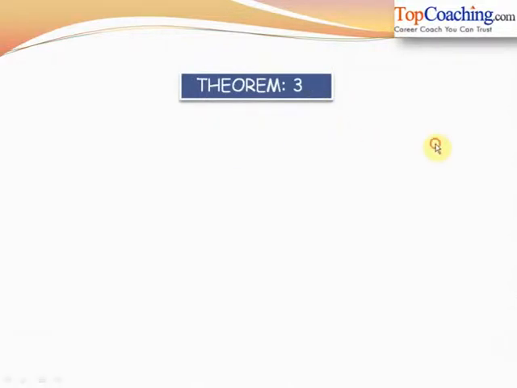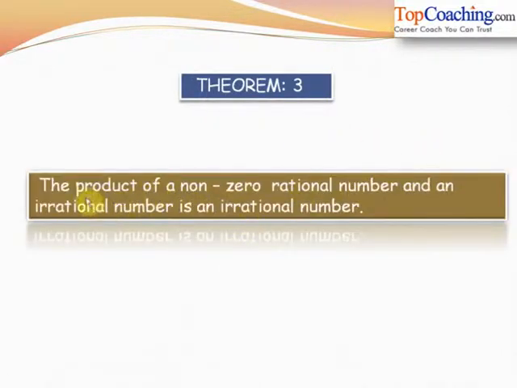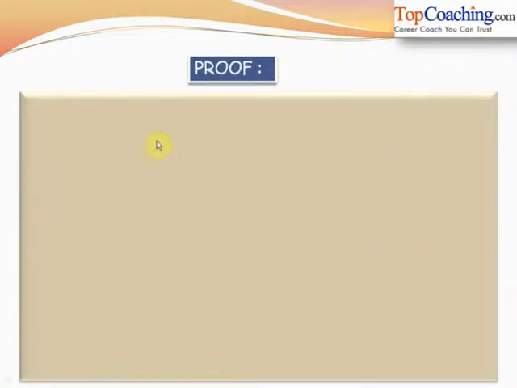See the third theorem. It says that the product of a non-zero rational number and an irrational number is an irrational number. Earlier we have seen that the sum of a rational number and an irrational number is always an irrational number. Now we are taking the product of a rational number and an irrational number, and again the final result is an irrational number. So again we are going to look at the proof of this.